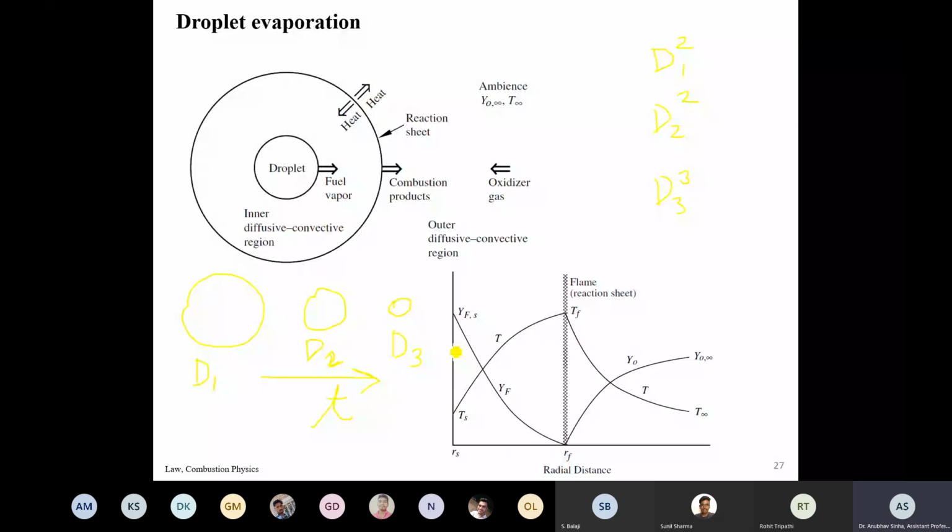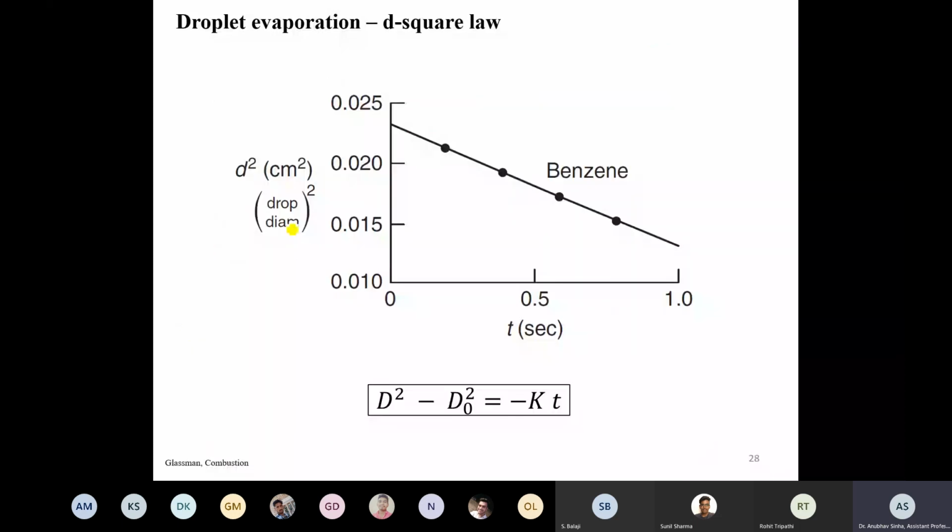So all I am saying is that if you plot the d square of the diameter, that measured value, with time, you see that it is decreasing with time. It is linearly decreasing with time.